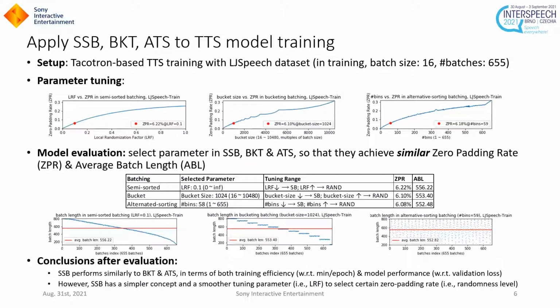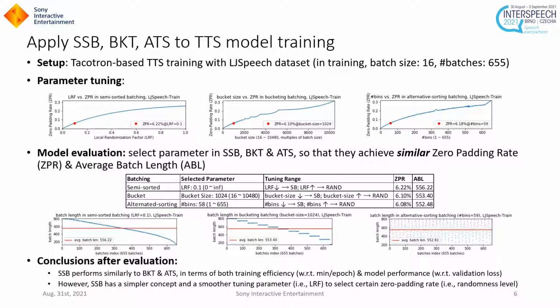The first row of figures shows how the randomness level in terms of zero padding rate increases when we increase the value of the parameter. The randomness level for these batching algorithms is always in between the randomness level of random batching and sorted batching. To ensure a fair comparison, we carefully select the value of each parameter so that all these three batching algorithms have similar randomness. After sorting the batch length of these batch methods with selected parameters, you can find the average batch lengths are also similar.